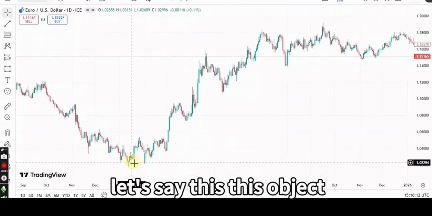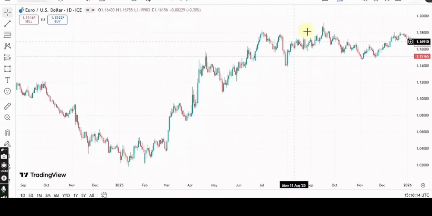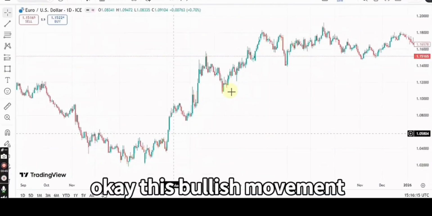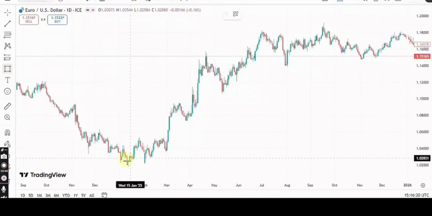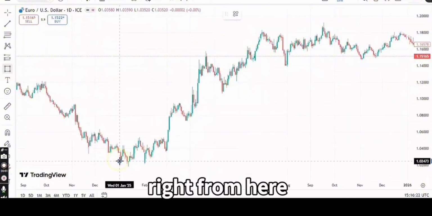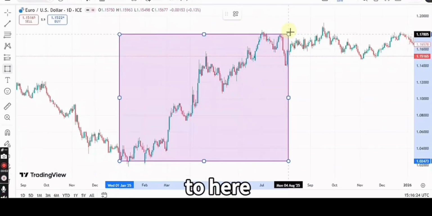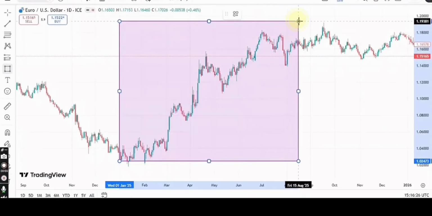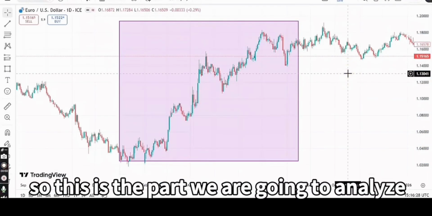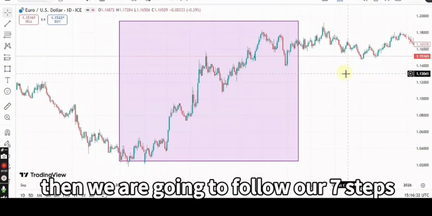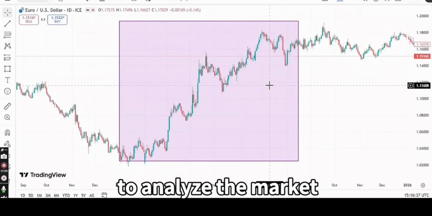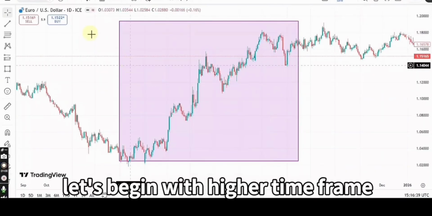Let's say this uptrend, this bullish movement. Let me quickly mark it, from here to here. So this is the part we are going to analyze. Then we are going to follow our 7 steps to analyze the market. Let's begin with higher time frame.